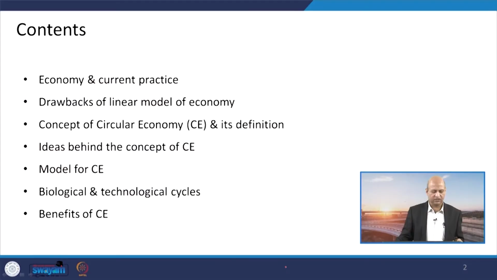So, today's lecture has these contents. We will discuss briefly the economy and the current practices related to the economic sector, and then the drawbacks of the linear model of economy. Means a certain way of economic development is going on, known as linear economic development, from one point to another, like one direction. It is not circular. Circular means it is coming back to where it started, like in LCA you have seen the cradle to cradle concept. That is not the case, but the linear economic model is going from one point to another, right.